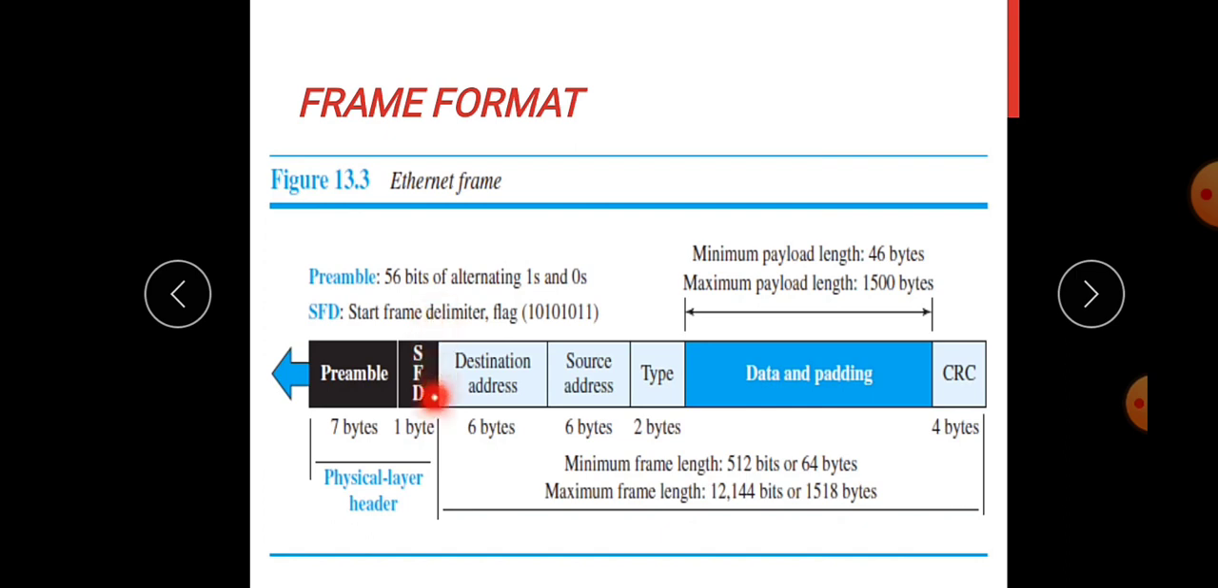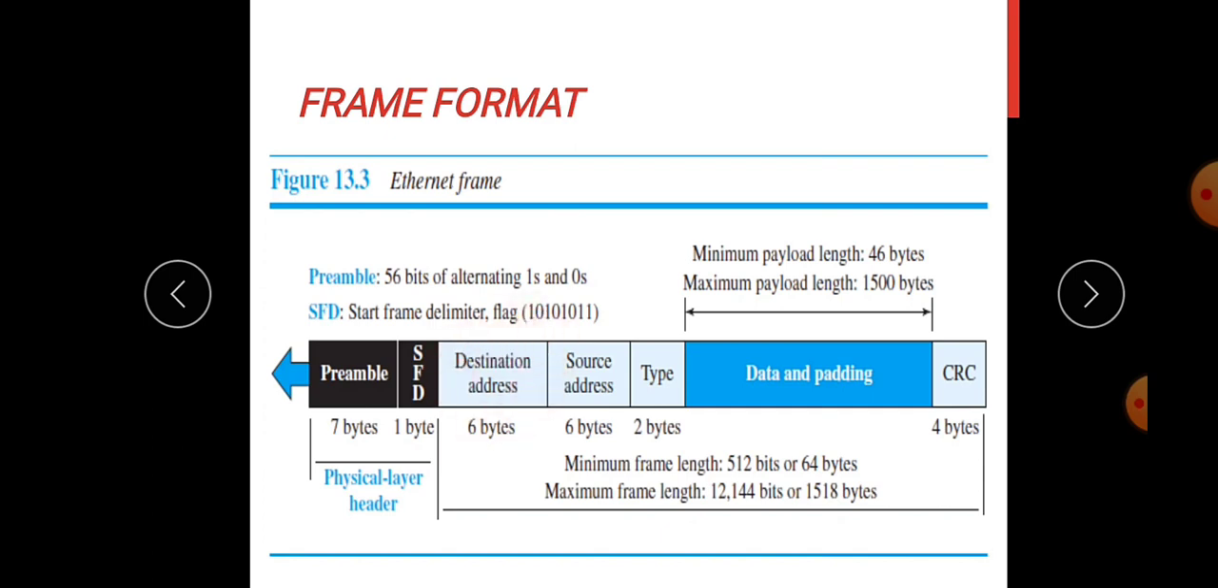The next field is SFD, that is start frame delimiter. This field is 1 byte, that is the value is 10101011. It signals the beginning of the frame. The SFD warns the station or stations that this is the last chance for synchronization. The last 2 bits are 11 and alert the receiver that the next field is the destination address.